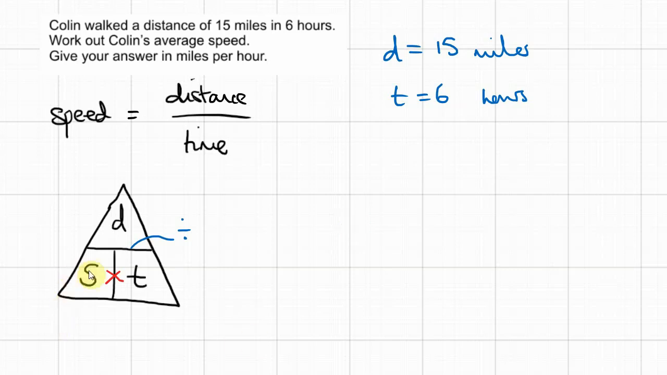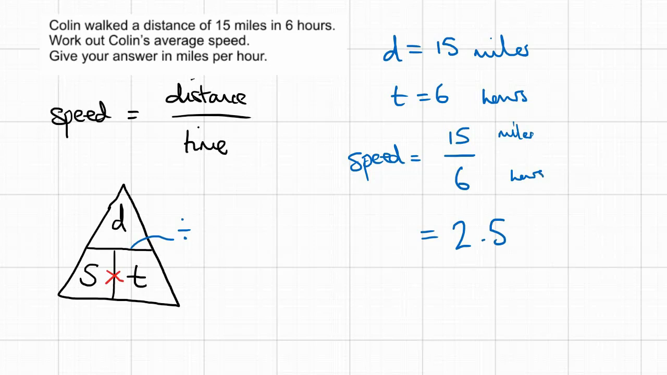So we want to find speed, so let's cover that up. Speed equals distance divided by time. So speed equals the distance. Oh, why have I done that? Wrong way around. Speed equals the distance divided by the time. So that will get me 2.5, and we've done miles divided by hour, and that is going to be miles per hour.